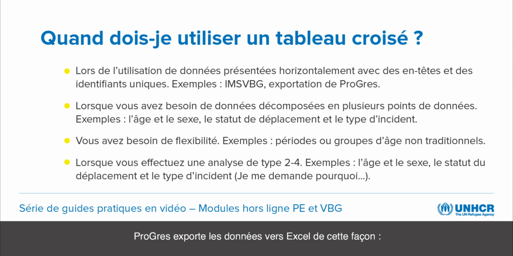So Progress exports to Excel like this. So there's headers, and then we have our Progress IDs. So you can use pivot tables with that. GBVIMS does the same. CPIMS Plus does the same. So if you have data that's automatically set up like this, or if you've set up a table, you can use pivot tables, and it really is a strong, strong tool that you're going to want to use for analysis. This is going to be really helpful for you for that type 2 through 4 analysis. So I wonder why, because it allows you to play with it in real time.